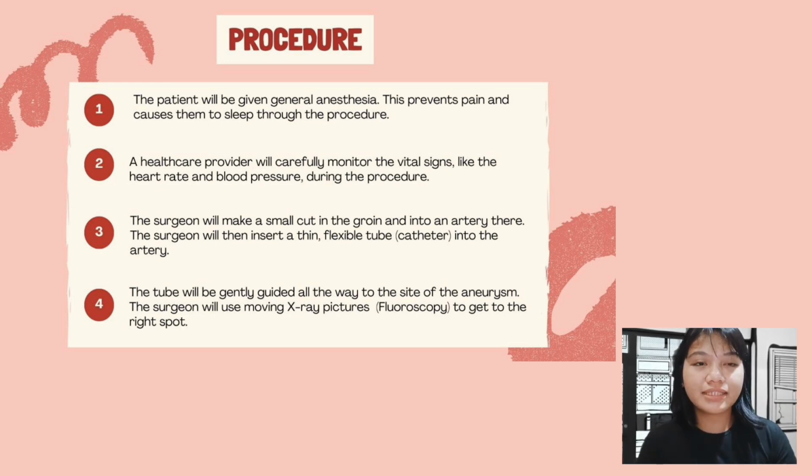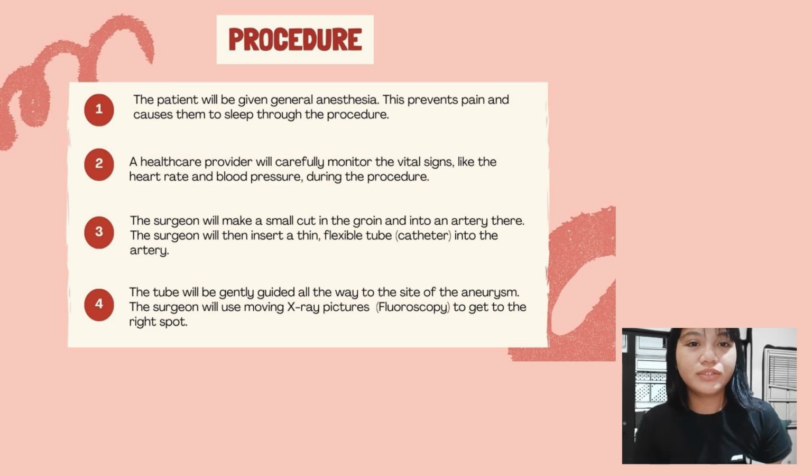The surgeon will make a small cut in the groin and into an artery there. The surgeon will then insert a thin, flexible tube, or a catheter, into the artery. The tube will be gently guided all the way to the site of the aneurysm. The surgeon will use moving X-ray pictures to get to the right spot.